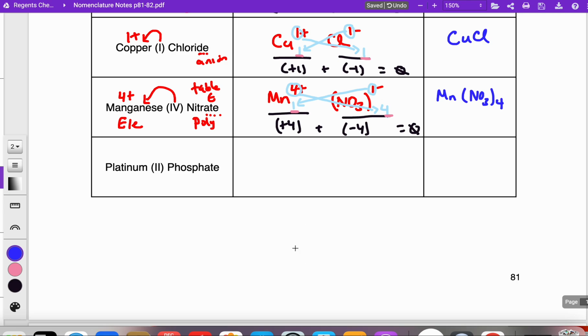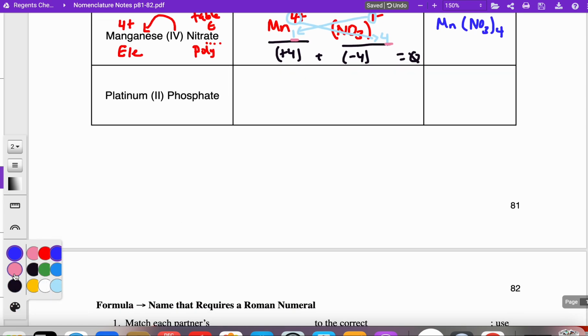Last example is platinum phosphate. And the first thing I notice is the -ATE ending, which tells me I'm working with a polyatomic, so I need to look at information on table E. So when I look on table E, phosphate is represented by PO4, so 1 phosphorus, 4 oxygens, and those 5 atoms share a charge of -3.